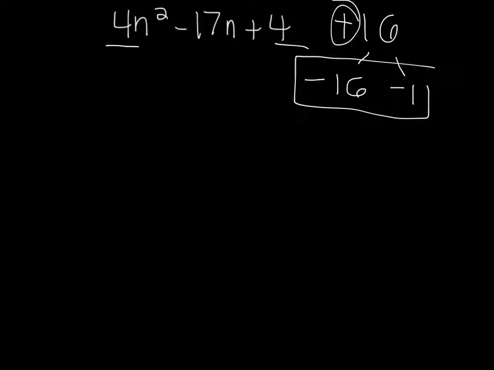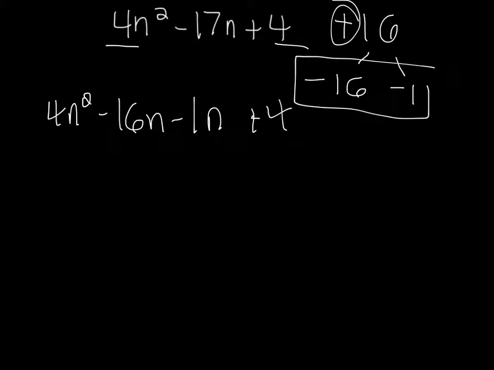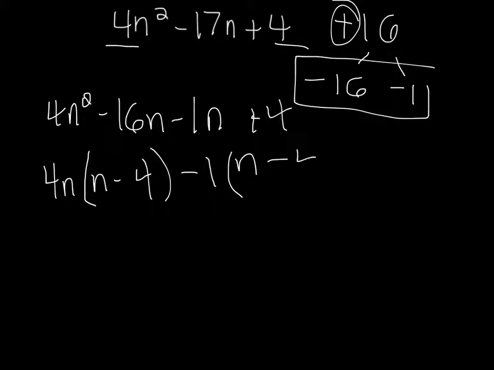So first we do 4n squared minus 16n minus 1n plus 4. Then we do the grouping method, and you can take out 4n from the first term to equal 4n times n minus 4. And then on the second term, you can take out a negative 1. So negative 1 times n minus 4.